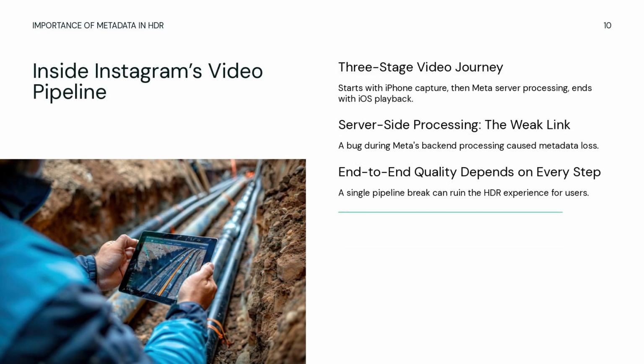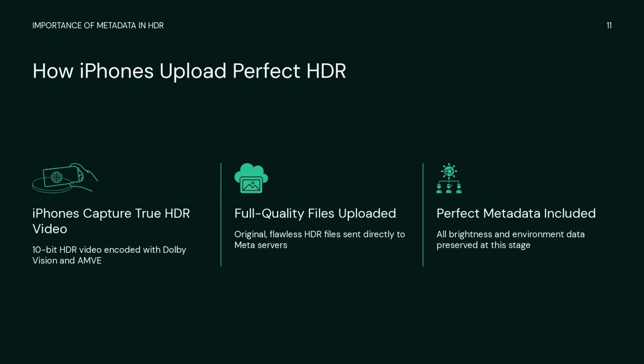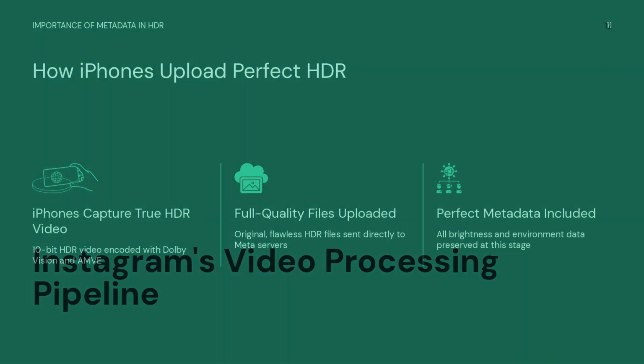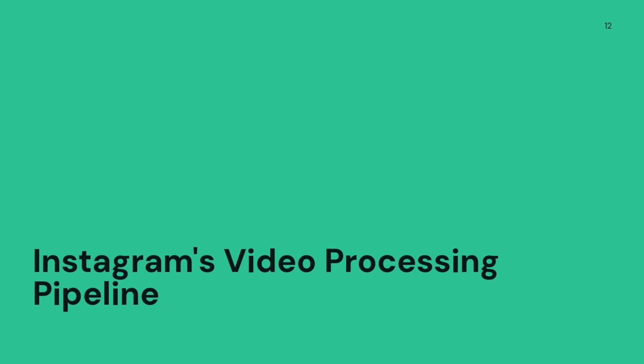Instagram's video pipeline has three main stages. First, video is captured on the iPhone. Second, it's processed on Meta's servers. Third, it's played back on iOS devices. HDR depends on all three stages working correctly. At the upload stage, everything works perfectly. iPhones upload full quality 10-bit HDR video. Dolby Vision and AMVE metadata are fully intact. No problems occur here. The problems begin during server-side processing.